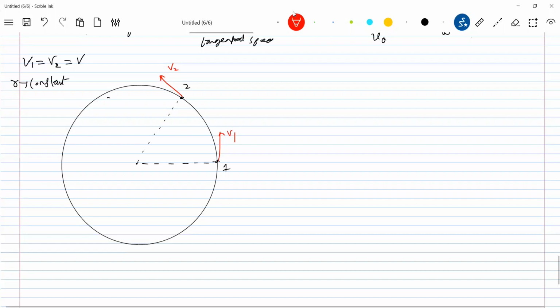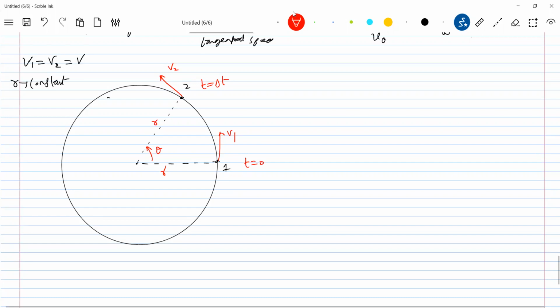Go back to the kinematics definition. A particle is said to be accelerated when there is a change in speed or a change in direction. Look at the particle as it moves from 1 to 2. It will take some time to arrive here, and it will also undergo angular displacement, say theta. Let this be the radius. So it takes some time. Is the direction of motion changing? There should be some acceleration.